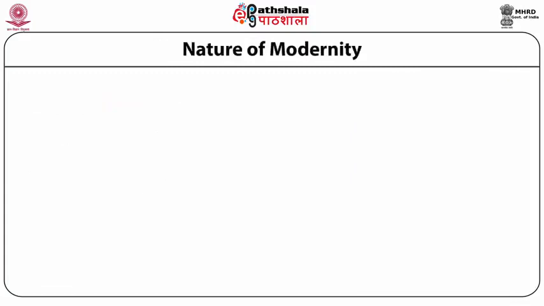After discussing the meaning of modernity, let me come to the nature of modernity. The best way to understand the nature of modernity is by understanding the 9 grand processes of modernization as given by C.E. Black. According to C.E. Black, modernization or modernity involves 9 grand processes. So let me discuss these 9 grand processes one by one.